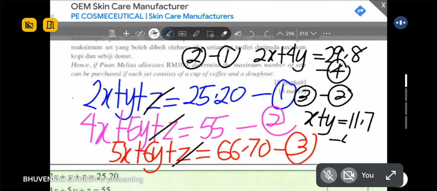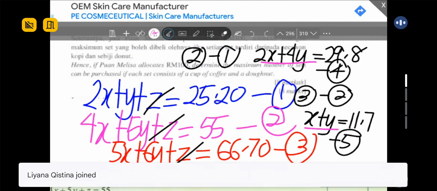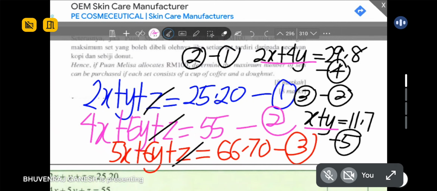Okay, so you now focus on these two equations only, guys. Kamu lihat dua ni saja. So guys, what can you do? You can use substitution or elimination again. Guna penghapusan atau penggantian. So for example, I use substitution. So x equals 11.7 minus y. I substitute inside here. Gantikan saja.